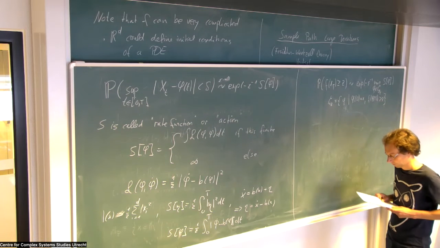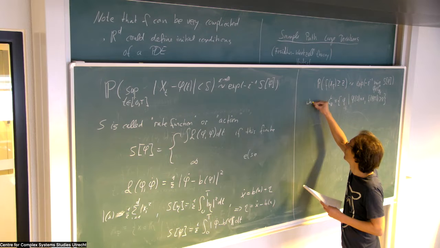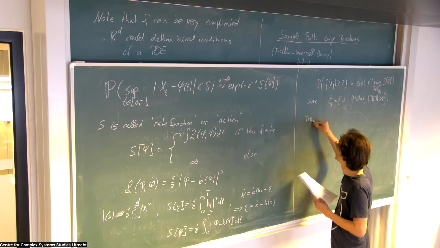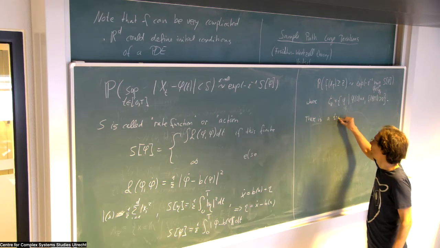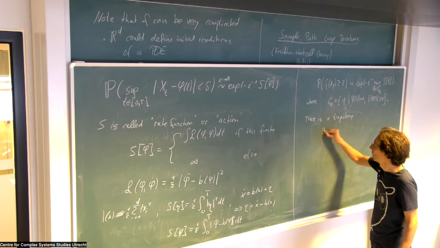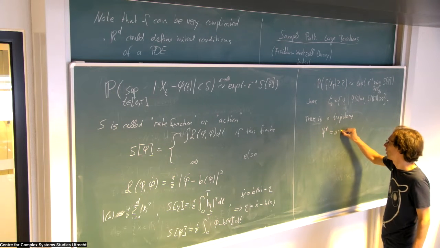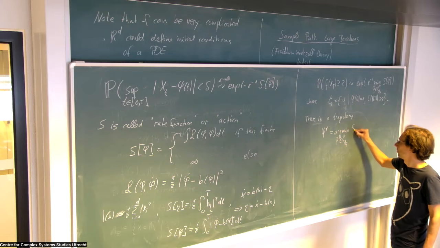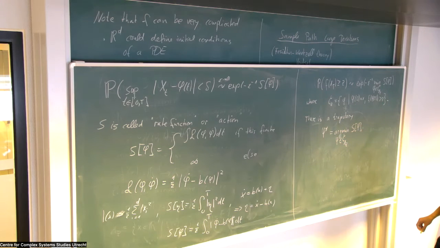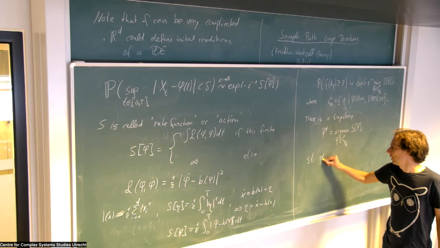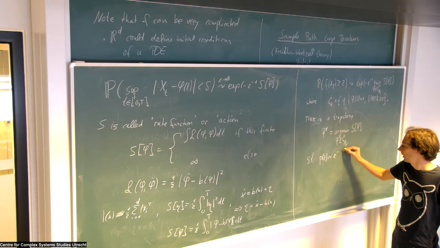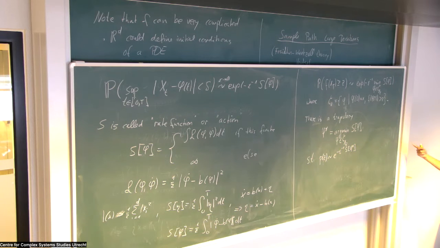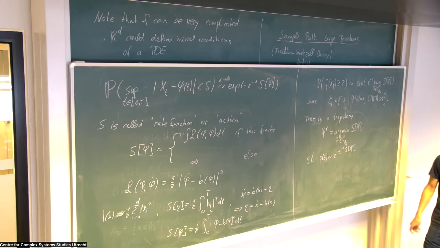In particular, there is a trajectory phi star, which is maybe then the argmin of the phi in this set, such that our probability basically scales like e to the minus epsilon to the minus 1 s at phi star. This corresponds to the dominating point in the finite dimensional case. We have a dominating trajectory in the infinite dimensional.